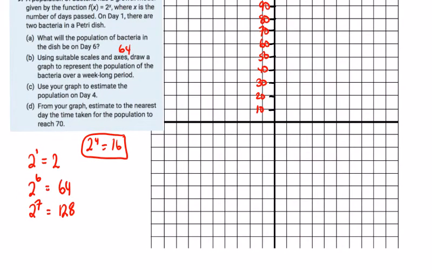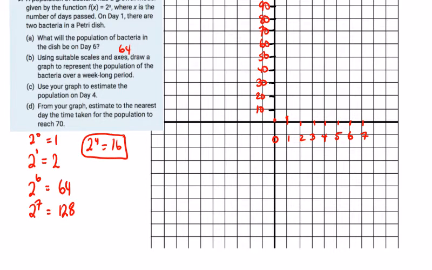2 to the power of 1 is 2. 2 to the power of 0 is equal to 1, so it's going to be down here. We're doing a week long, so better just do 1, 2, 3, 4, 5, 6, 7. Day 7, and day 0. We were told about day 1 there were 2 in the dish, so we don't know about day 0, but we can see that it is going to be 1. So there's my 2.